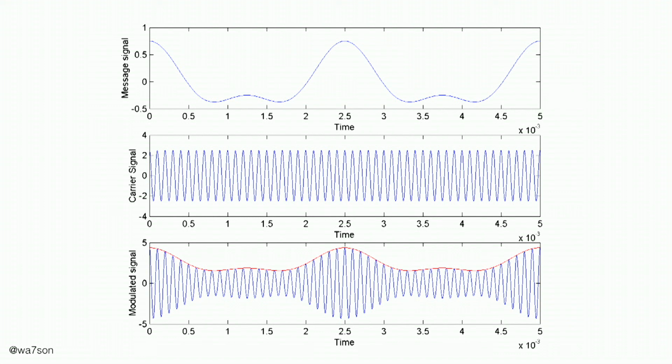In this case, it could be a song you're listening to on the radio. It could be my speech. And it's changing the amplitude of the carrier wave depending on the amplitude of the slow-moving wave. And then you get AM, or amplitude modulation.